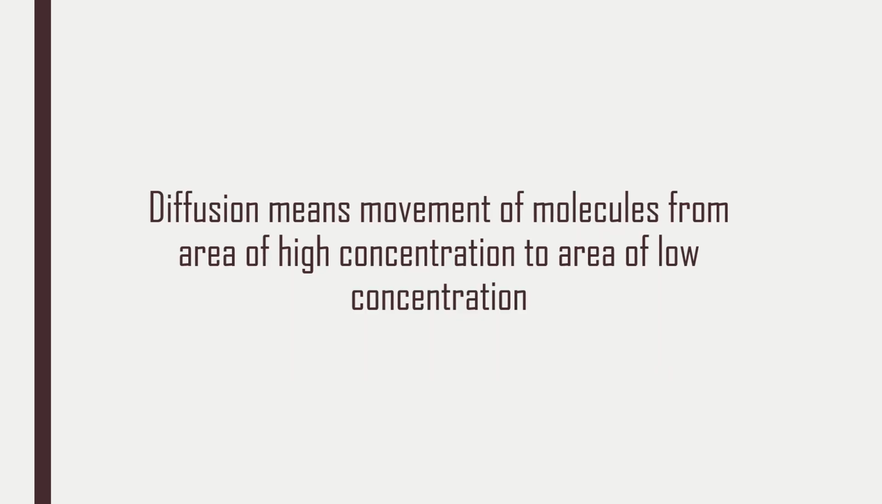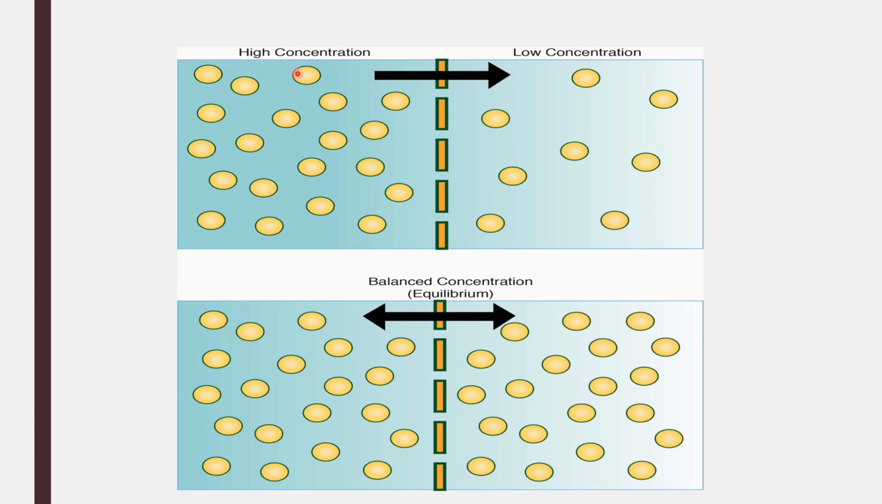So we will start with the first type of passive transport, that is diffusion. What is diffusion? Diffusion means movement of molecules from an area of high concentration to an area of low concentration. In this picture we can see that on one side there is a solution with high concentration, and on the other side there is a low concentration solution. So there is a movement of fluid from high concentration to low concentration. As it is happening along the concentration gradient, no energy is required for it.